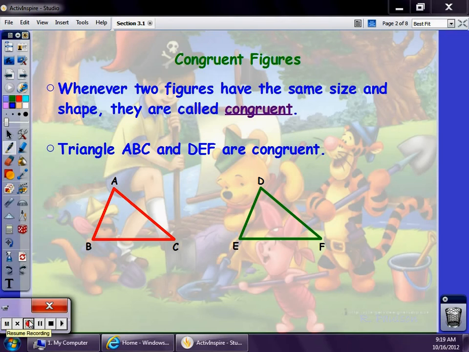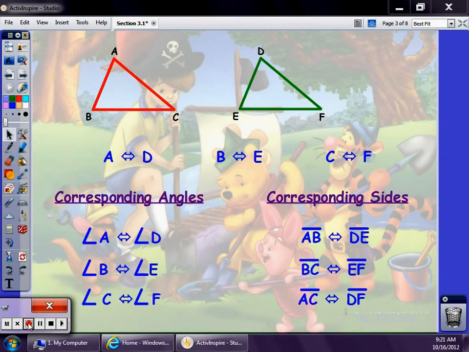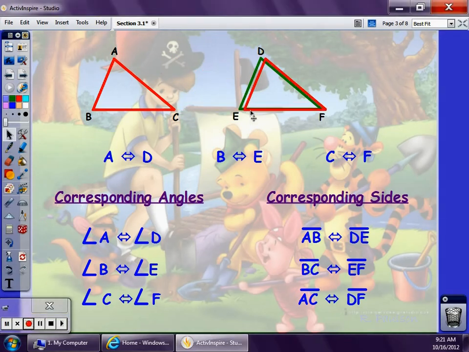Here we are given that triangle ABC and triangle DEF are congruent. If you were to mentally slide triangle ABC to the right, you can see that it fits exactly over triangle DEF by matching up the vertices like this. We can now see that vertex A lines up with vertex D, vertex B lines up with vertex E, and vertex C lines up with vertex F.